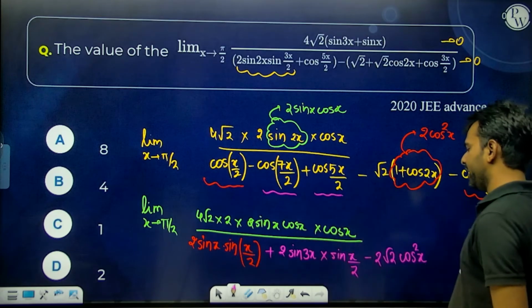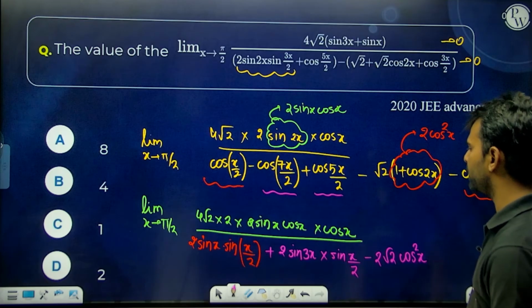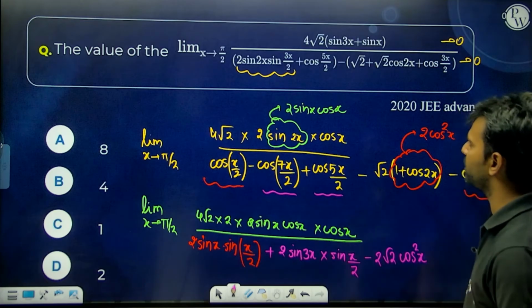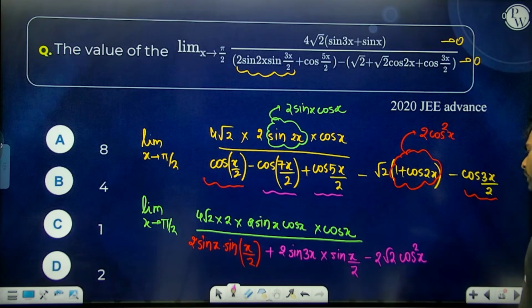the numerator, who is creating problems for us? Who is creating problems for us? This 2 cos square x. So we have to see about 2 cos square x. Is there anything which can be done for this 2 cos square x? Let's see.